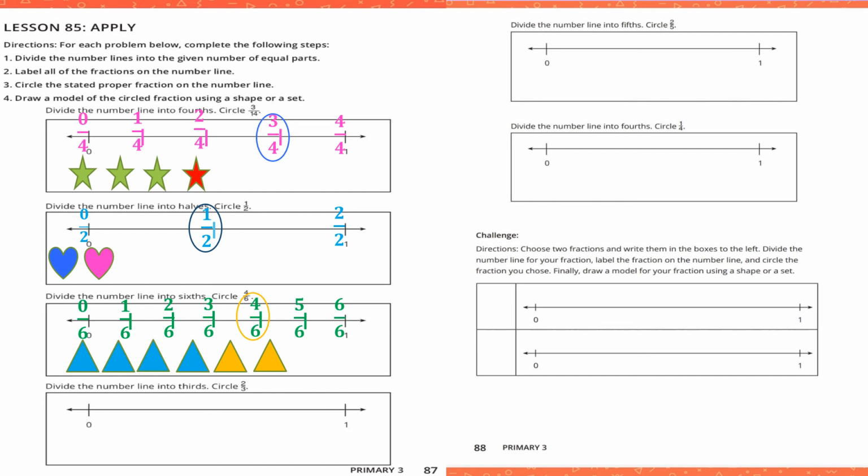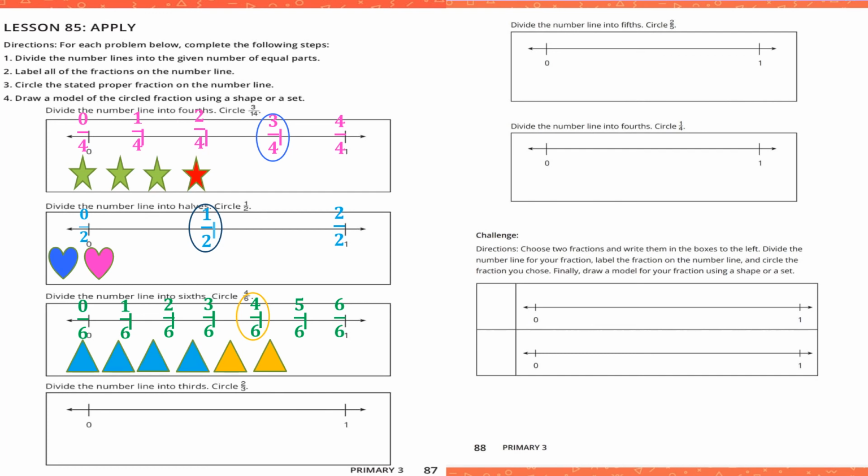Our model here, a set of triangles. The fraction of blue triangles here equals what? How many blue triangles? 4 out of the total triangles, 6. So the fraction of blue triangles here equals 4 over 6.